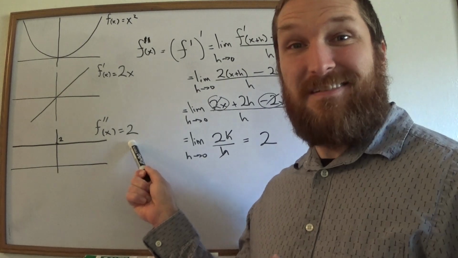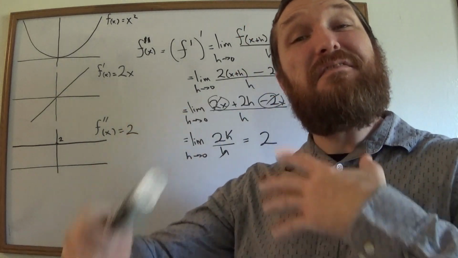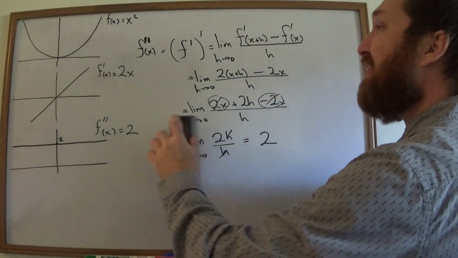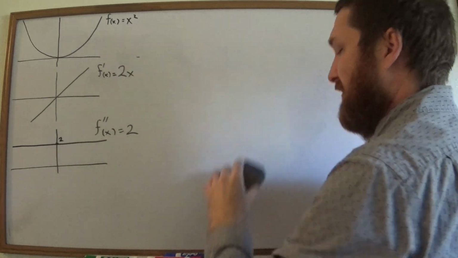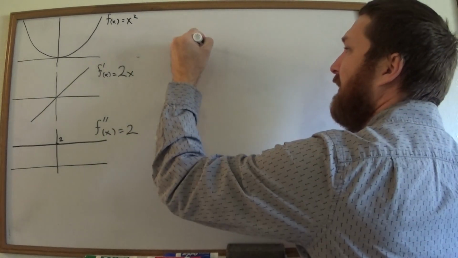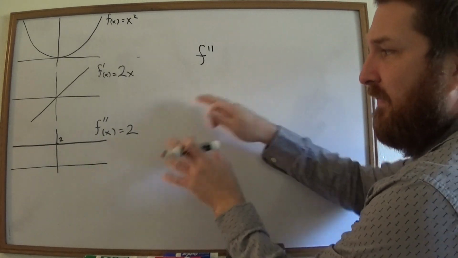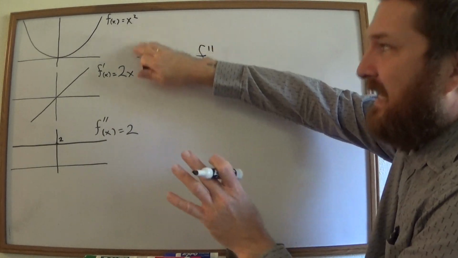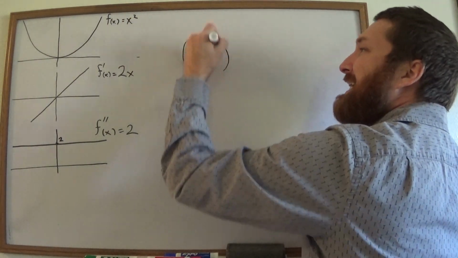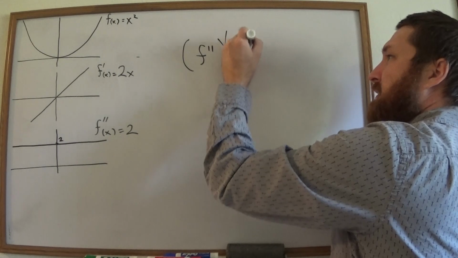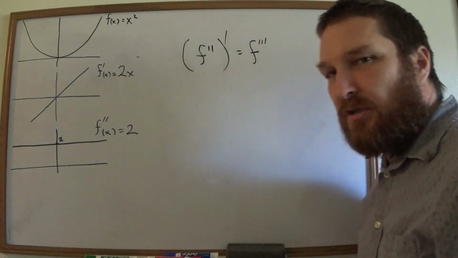this is a function, right? And so we could take the derivative of it and get the third derivative. So symbolically here, we have a function. It happens to be f double prime. It itself happens to be the second derivative of some original function. And we could take its derivative to get the third derivative, f triple prime.